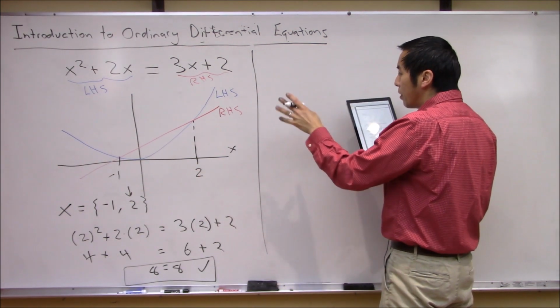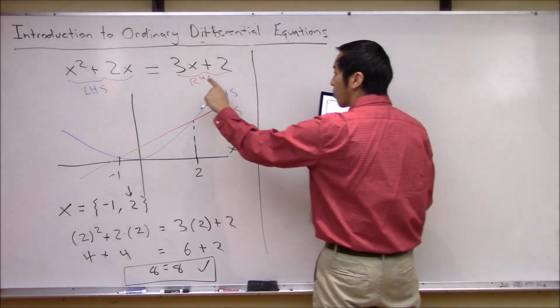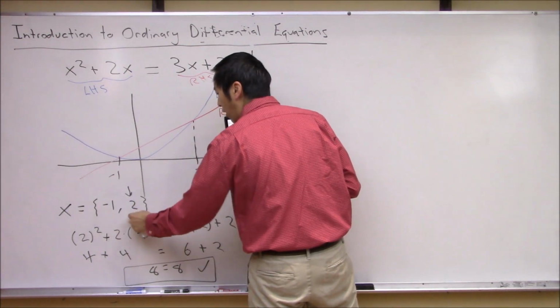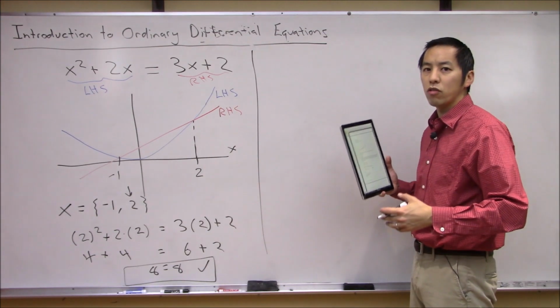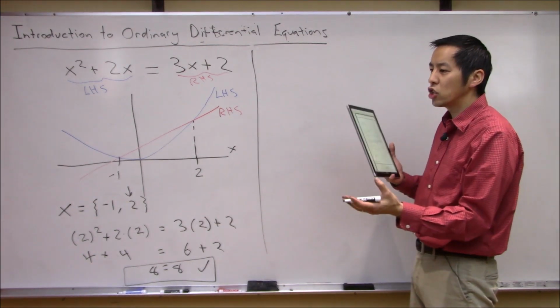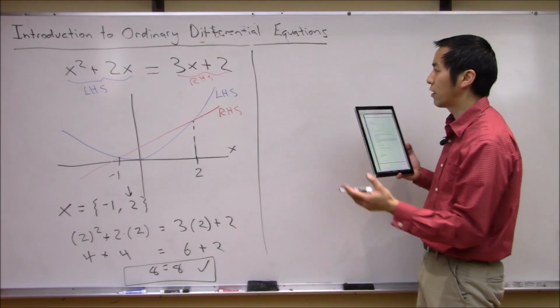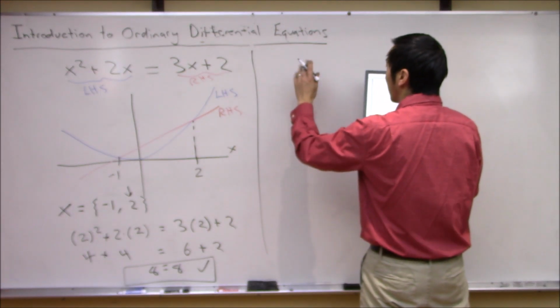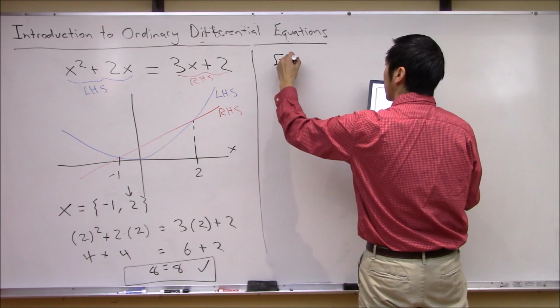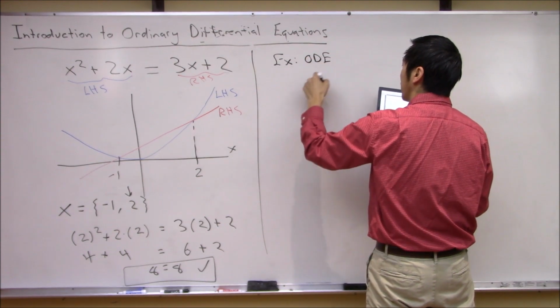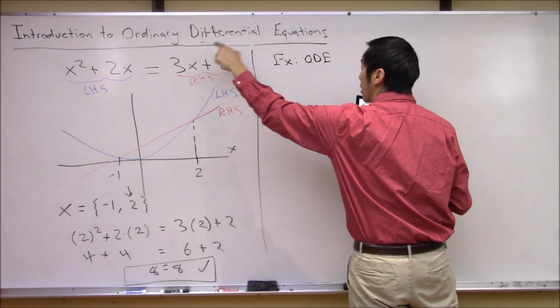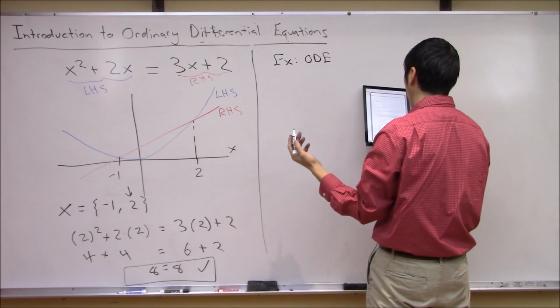So it's similar, except now instead of searching for a single value of x, we're going to start looking for functions, an entire function that makes a left-hand side equal to a right-hand side. So let me give you an example of an ODE. Again, I'm going to start abbreviating these as ODE instead of writing out ordinary differential equation. ODE is the same thing, okay?